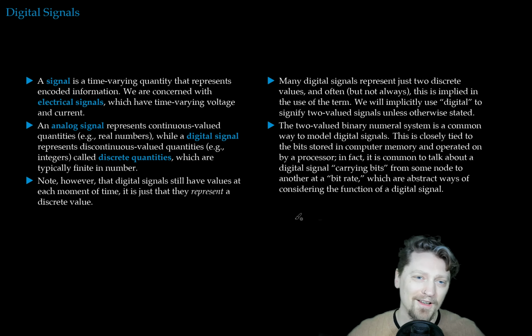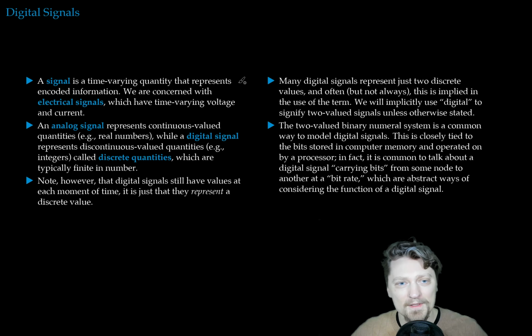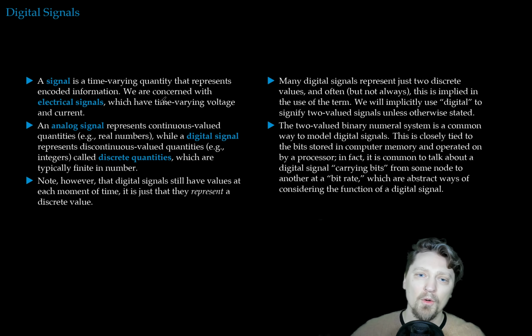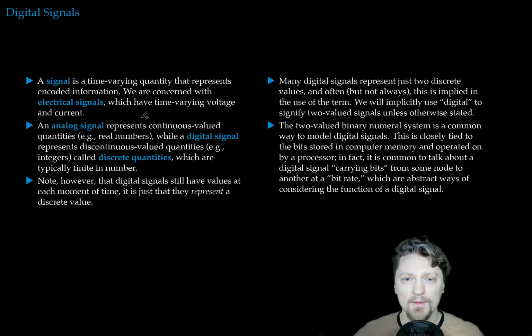Digital signals. A signal is a time-varying quantity that represents encoded information. We are concerned with electrical signals, which have time-varying voltage and current. An analog signal represents continuous valued quantities, e.g. real numbers, while a digital signal represents discontinuous valued quantities, e.g. integers, called discrete quantities, which are typically finite in number. Note, however, that digital signals still have values at each moment of time. It is just that they represent a discrete value.